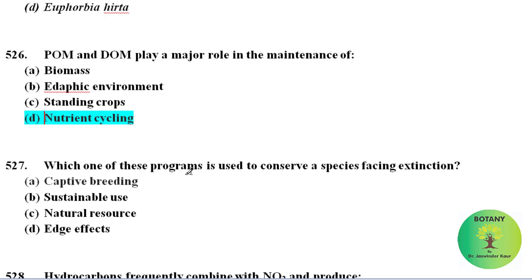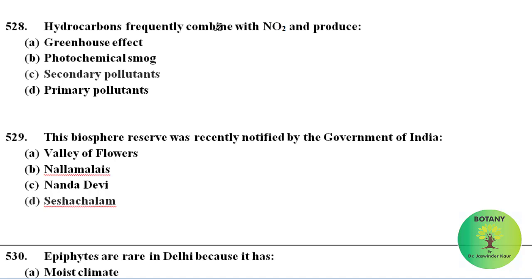Which one of these programs is used to conserve a species facing extinction? Among these, captive breeding is used to conserve a species which is facing extinction. Captive breeding is the process of maintaining plants or animals in controlled environments such as wildlife reserves, zoos, botanical gardens, and other conservation facilities. Hydrocarbons frequently combine with nitrogen dioxide and produce secondary pollutants like ozone.